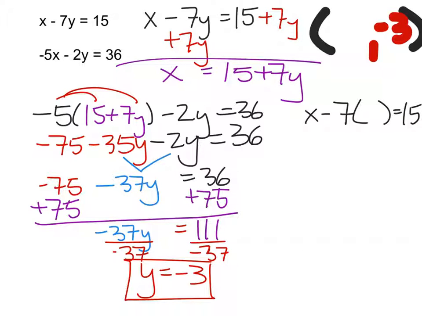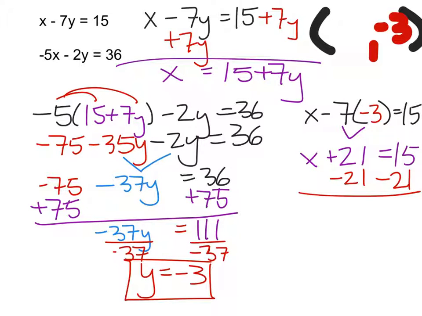So there's my equation, but instead of y, I have a negative 3. And when I multiply these two, I get a 21 positive. So I have x plus 21 equals 15. Finally, to solve for that x, I'll subtract 21 from both sides. And that tells me that x is negative 6. So I'll replace the x with negative 6 there in the coordinate pair.